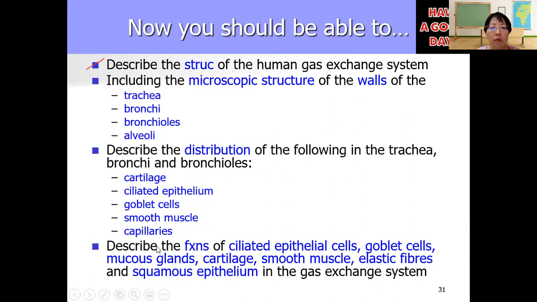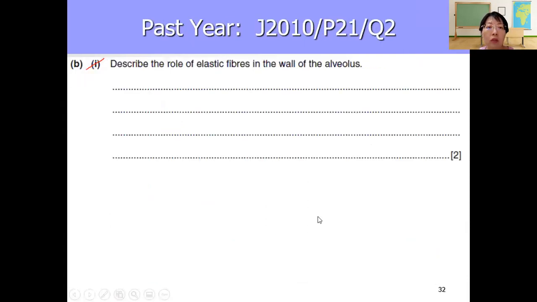Okay. And also be able to state the functions of ciliated epithelial cells, goblet cells, mucous gland, cartilage, smooth muscle, elastic fiber, and squamous epithelium. So elastic fiber, you have learned the function in the blood vessel. So what is the elastic fiber function in the alveolus, for example? So let us look at this past year question. Describe the role of elastic fibers in the wall of alveolus, 2 marks.